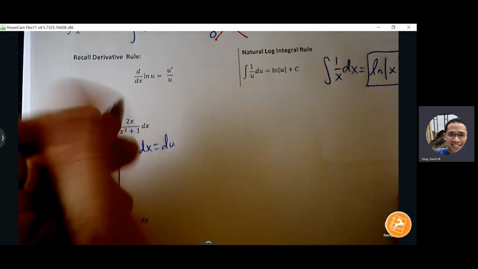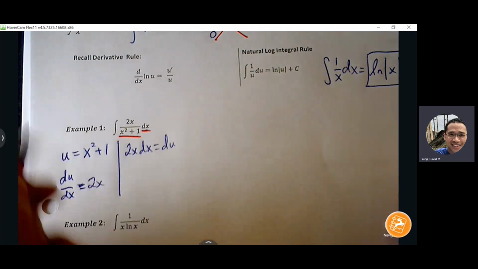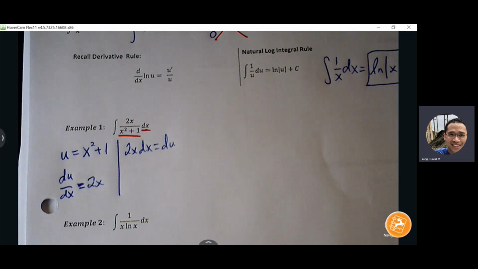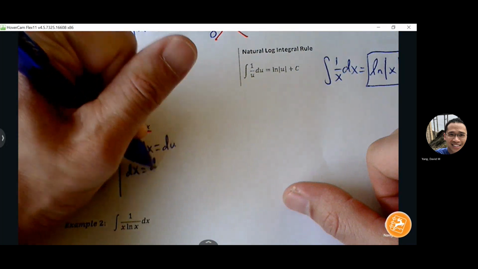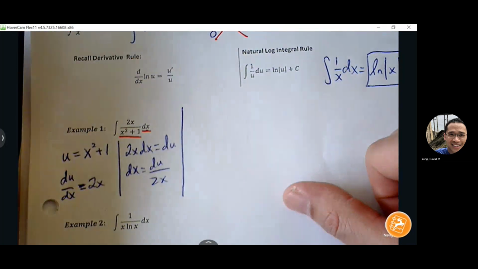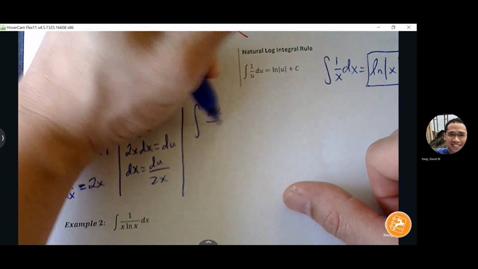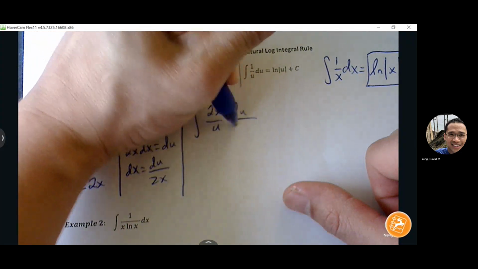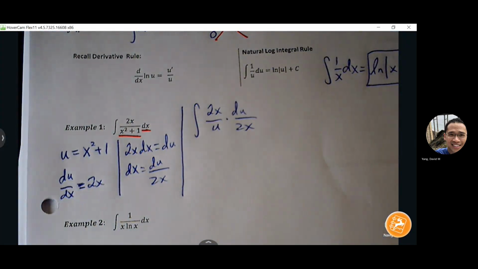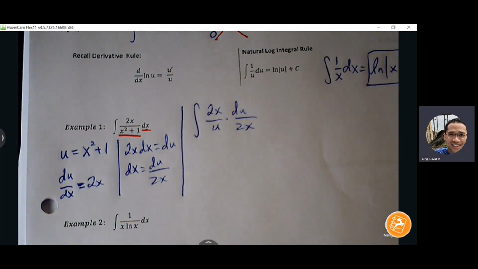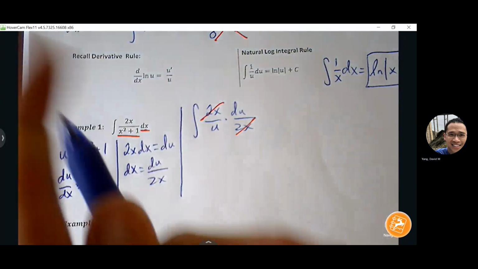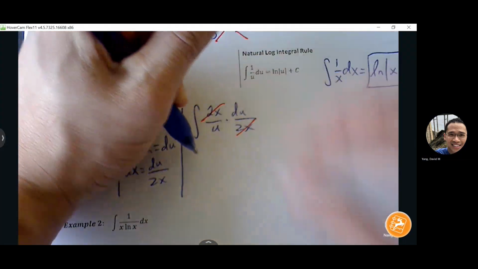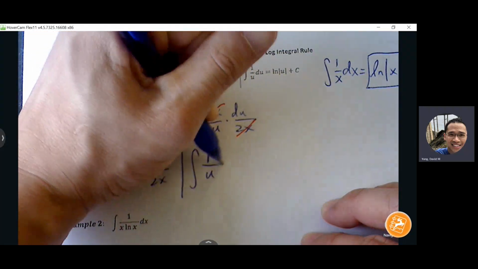Oh, and I forgot to do this. Whenever I did the u value, I want to always focus my attention on what I want to replace first. All right, do the x's go away? Yes, so whenever we do u substitution, we need the x to go away. Just so happens the 2 also goes away. So I'm left with du over u, but I can make it match my rule.